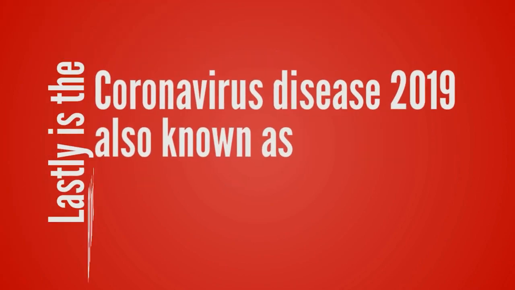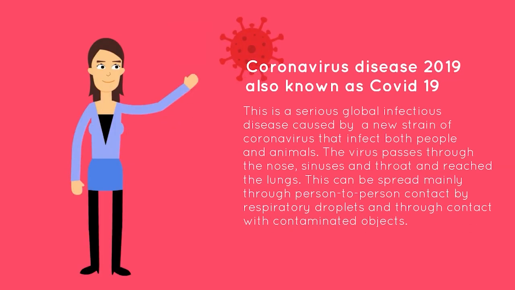Lastly is the coronavirus disease 2019, also known as COVID-19. This is a serious global infectious disease caused by a new strain of coronavirus that infects both people and animals. The virus passes through the nose, sinuses and throat and reaches the lungs. This can be spread mainly through person-to-person contact, by respiratory droplets, and through contact with contaminated objects. Like all other systems in our body, the respiratory and circulatory systems are vulnerable to conditions and diseases.